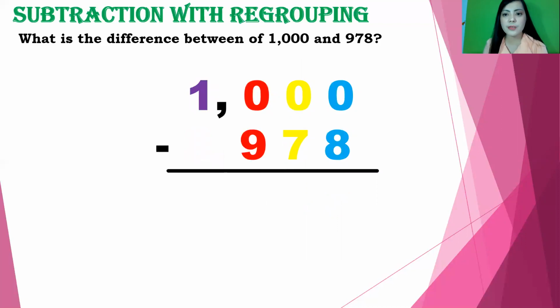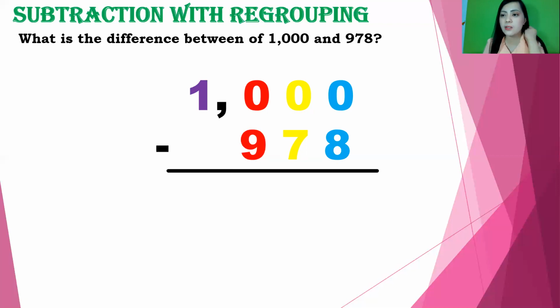Next, what is the difference between 1,000 and 978? So 1,000. 0 minus 8 cannot. You cannot borrow from the tens place because it's 0 there in the next number. 0 minus 7 cannot. You cannot borrow again in the hundreds place because it's 0. So 0 minus 8 cannot be again.